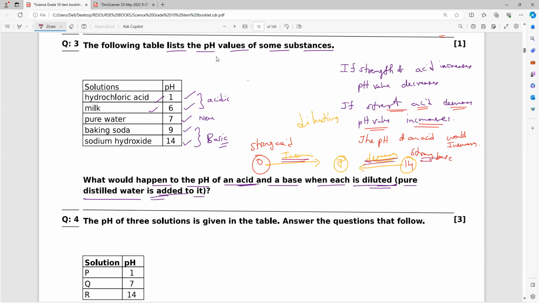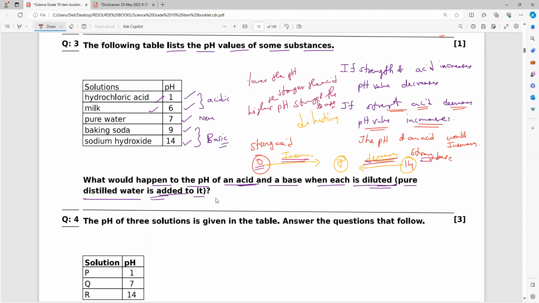Because for acids, the lower the pH, the stronger the acid. For bases, the higher the pH, the stronger the base. So acids, less pH, more strong. More pH, less strong. That is the opposite.